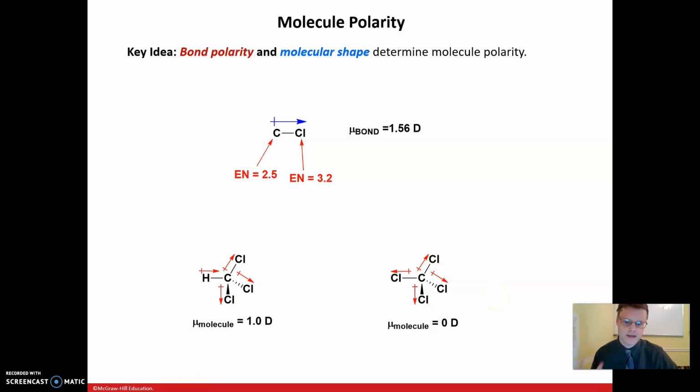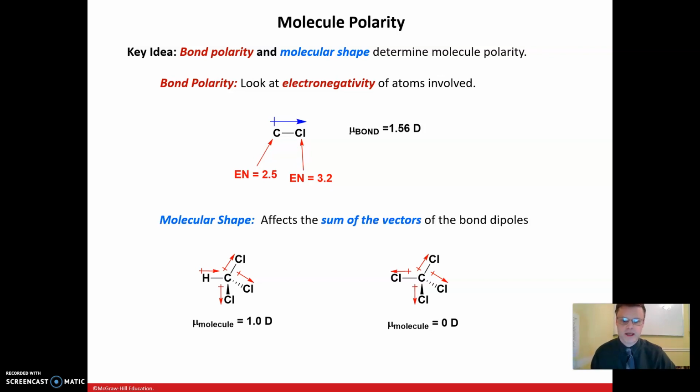And again, the key idea here is that we need both bond polarity and molecular shape to help determine whether a molecule is polar or not. Bond polarity is determined by relative electronegativity of atoms involved, and molecular shape is going to affect the sum of the vectors of the bond dipoles.